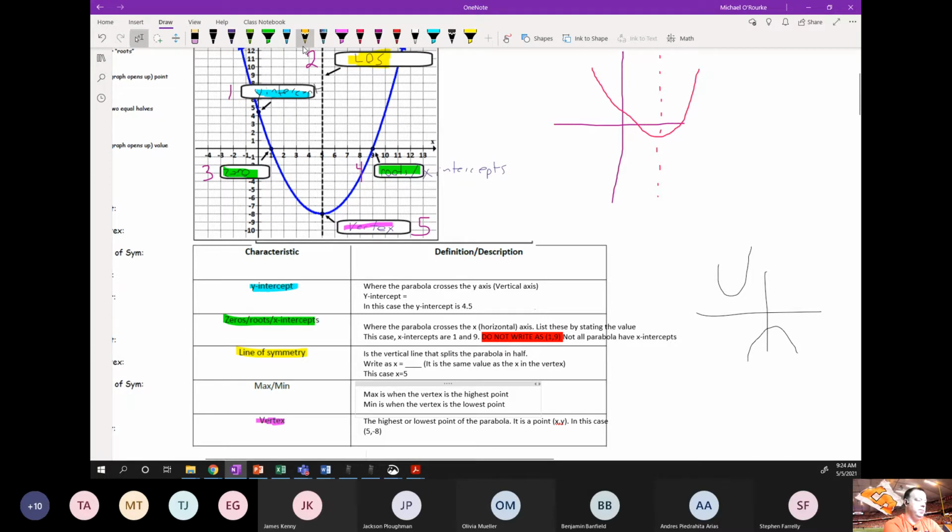So for example, if we took this here, this would be a max because that vertex is the highest point, right? And then this one here would be a min, since it's the lowest point of that parabola. So in the case of the one up here, is that a max or a min? What would you tell me there? Good, it's a minimum, right? Because the vertex is the lowest point on that graph.